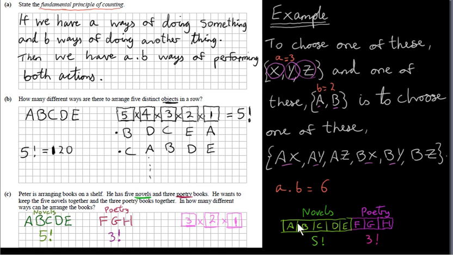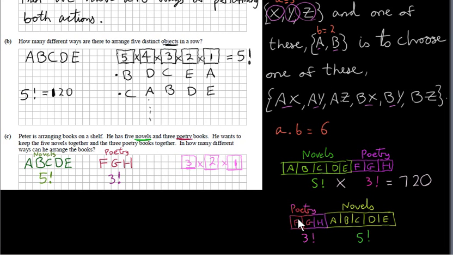So how many ways in total can he arrange his novels and poetry books such that his novels are to the left of his poetry books? Well, we just apply the fundamental principle of counting. So if there's A ways of doing something and B ways of doing something else, how many ways are there in total? A times B ways of performing both actions. So here, if you like, A is 5 factorial and B is 3 factorial. So the total number of ways of performing both actions is 5 factorial multiplied by 3 factorial. So that's 120 by 6, which is 720 ways.